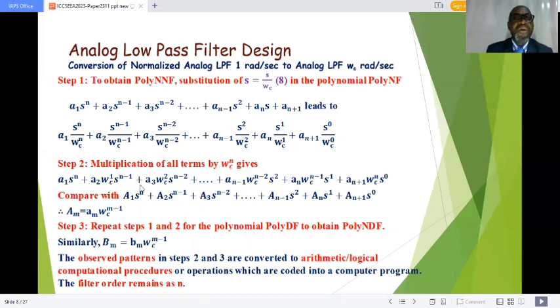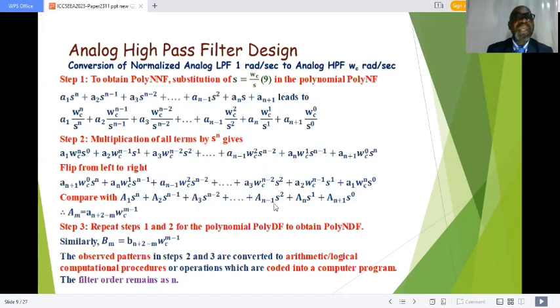And by the time we compare this with this, we are going to see that the coefficient of the analog low-pass filter is related to the coefficient of the normalized analog low-pass filter with this expression. Now, this multiplication through by omega C raised to power N will cancel out when we repeat this step for the denominator polynomial. The observed patterns in these steps 2 and 3 are converted to arithmetic and logical computational procedures, which are coded into a computer program. The filter order remains as N.